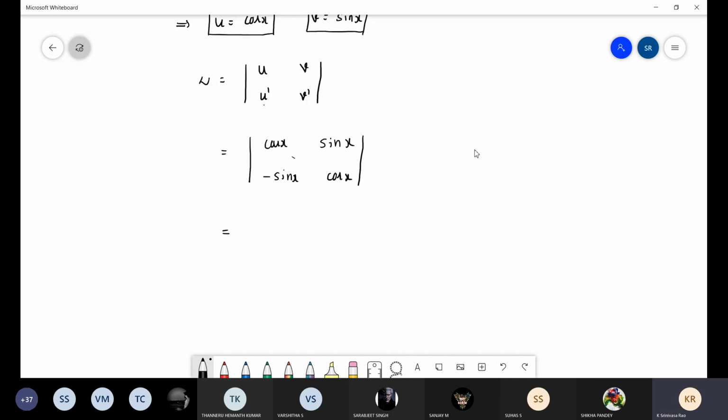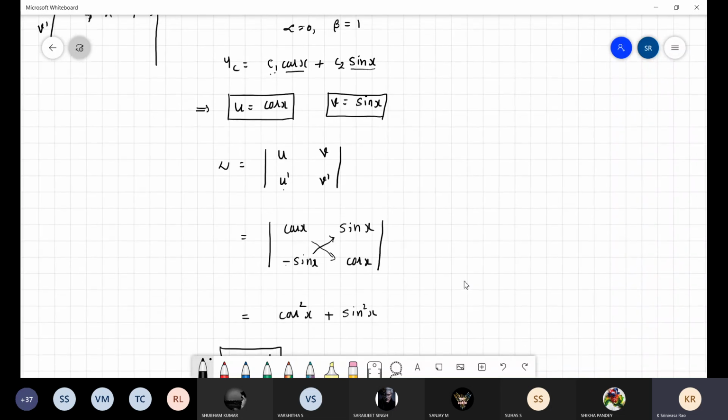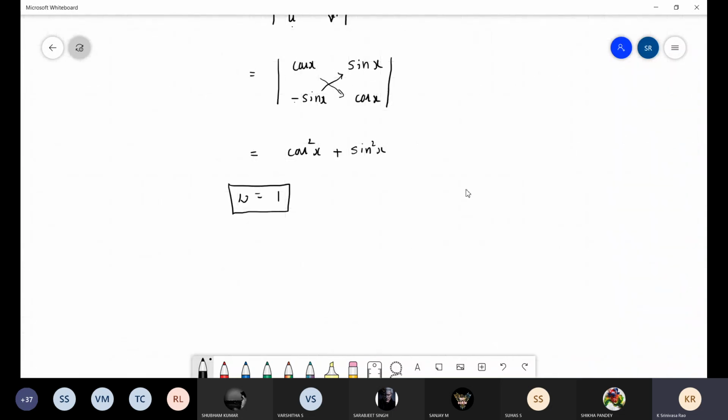Cos x into cos x is cos square x. Cos square x plus sin square x. The formula has a minus, but here one more minus is there, so that becomes plus. Sin x into sin x is sin square x. So what is the value of omega? Omega equals 1. Put it in a box and highlight it.